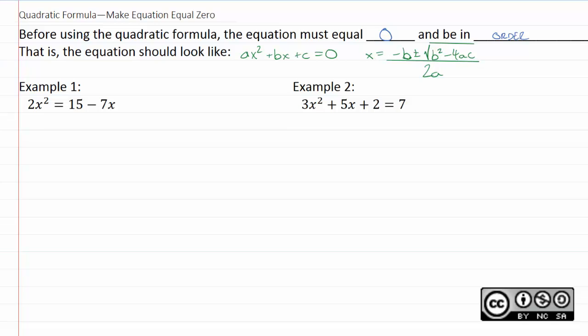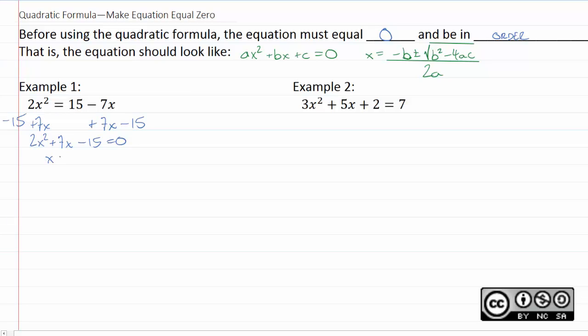Example 1 does not quite have a side cleared out, so we need to start by doing that. We'll add 7x to both sides, and we'll also subtract 15 from both sides. If I do that, I'm going to get 2x squared plus 7x minus 15 equals 0. Now I can use the quadratic formula. X is going to equal the negative of b, well, b is 7, plus or minus the square root of b squared, b is still 7, minus 4 times 2 times negative 15, all over 2 times a, which is 2.